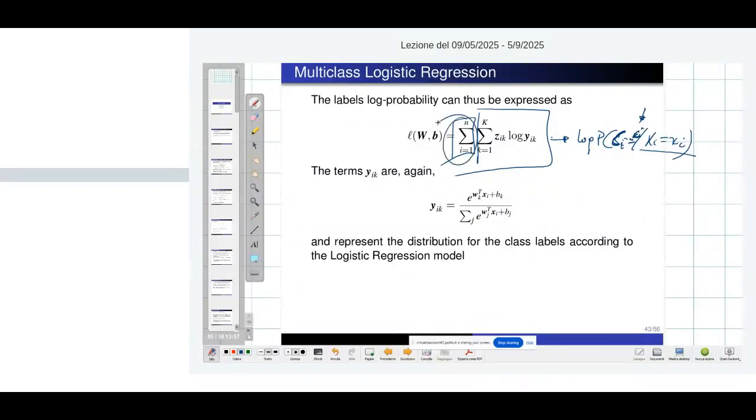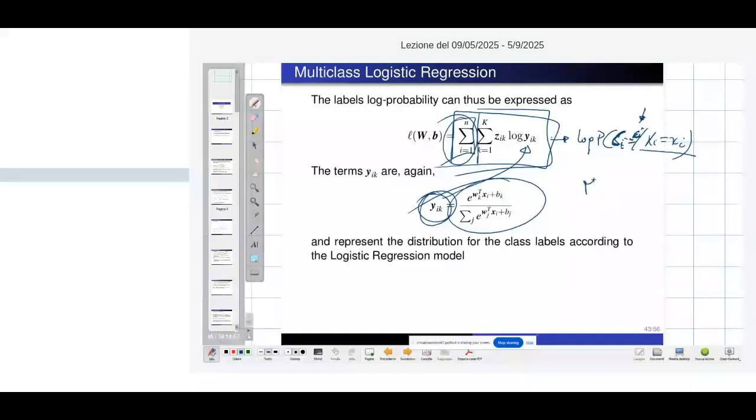And then I have a sum over all samples. Now the thing that I need to do is replace this yik with the expression given by the model for the class posterior probability, and I get exactly the expression that I want to optimize. I want to optimize this expression, which is a function of the model parameters w and the bias b.